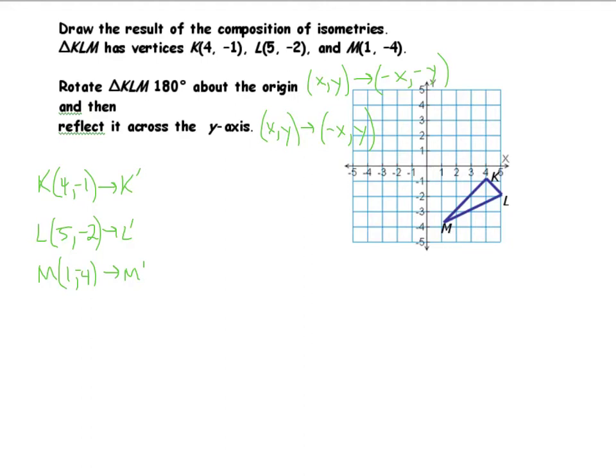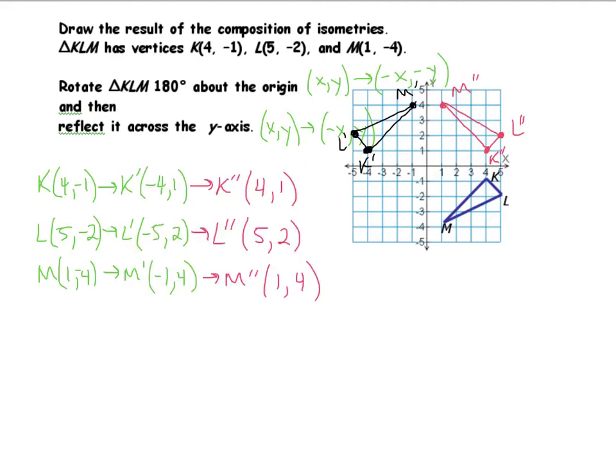You can also then, for me, because it says draw the result of the composition of isometries, I want you to draw out what K prime, L prime, M prime are, and then I want you to also draw out what you get for K double prime, L double prime, and M double prime, so you can see how you ended up changing your original triangle. So go ahead and do that. Pause the video here, and when you're all set and ready, start it up again, and I'll have all of those points written down along with the new diagrams.